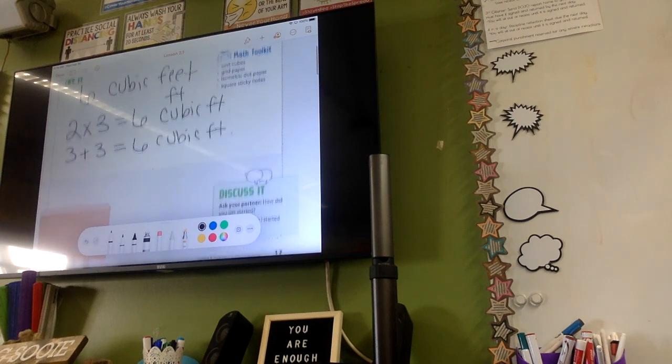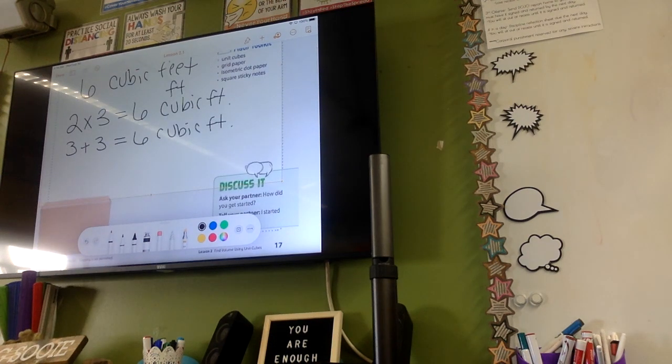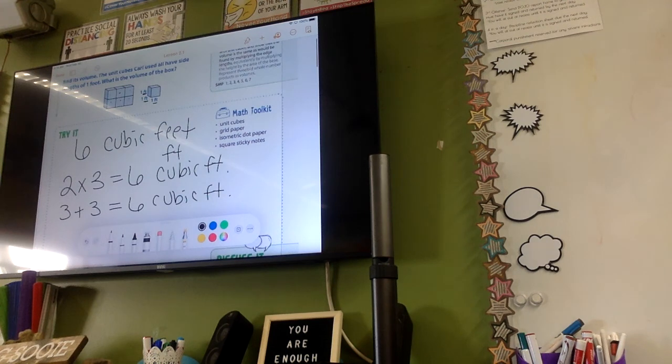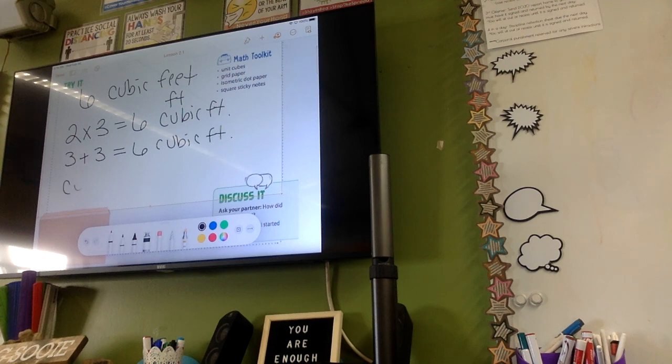Anybody else do anything different? Colin, what did you do? Counted. You can count them. You can 1, 2, 3, 4, 5, 6 and realize there are 6. So you can count the boxes also. So there's 3 options right there on how you can solve that one problem. Okay? Do I care which way you do it? No, I do not care. As long as you get the correct answer, I don't care if you count them, if you multiply, if you add, if you have some other kind of crazy way you figure it out, that's fine too. However you can figure it out is fine.